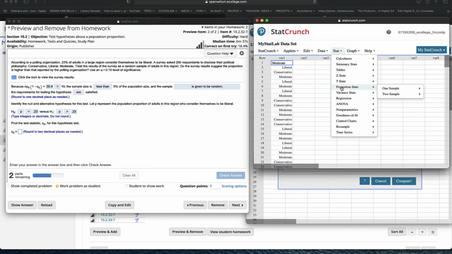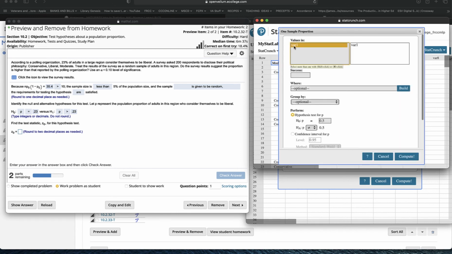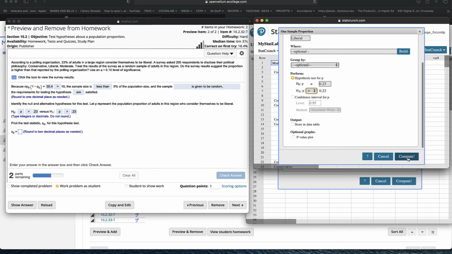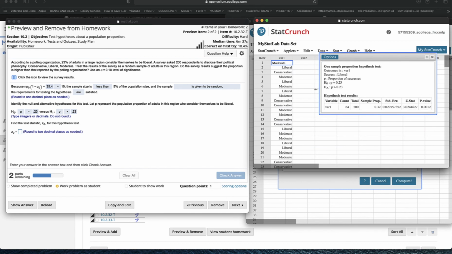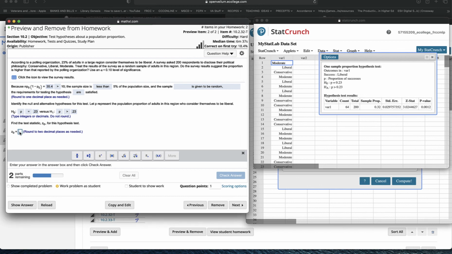So Stat, Proportions, One Sample, with Data. So let's see, variable here. A success is liberal. So this will be 0.23, and this is greater than 0.23. All right, let's see how this works for us. Look at that. Boom, boom, boom. Got it. So our test statistic rounded to 2 decimals is 3.02.